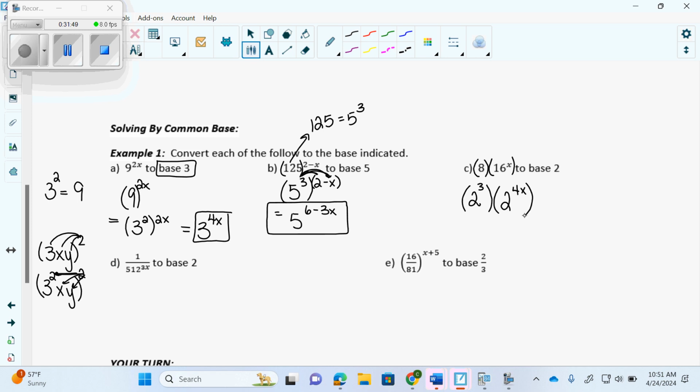Now when I have 2 bases that are the same and 2 exponents, what do I do with the exponents? Add. 2 bases that are the same, 2 exponents, I add. Because when I had 1 base and 2 exponents, I multiplied. So 2 bases, 2 exponents wouldn't be multiplied because it's totally different things, right? One has to be added, one has to be multiplied. 1 base, 2 exponents, multiplied. 2 of the same bases, 2 exponents, add. So I'm going to get 2 to the 3 plus 4x. 3 and 4x are not like terms, correct? So I'm done.